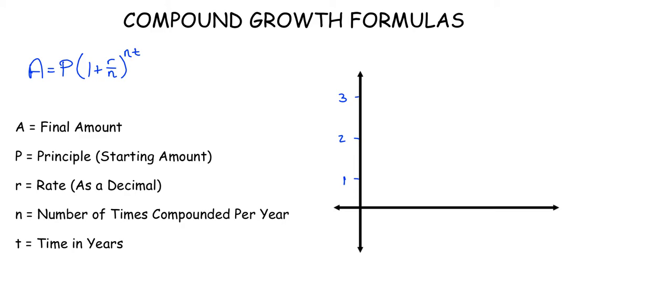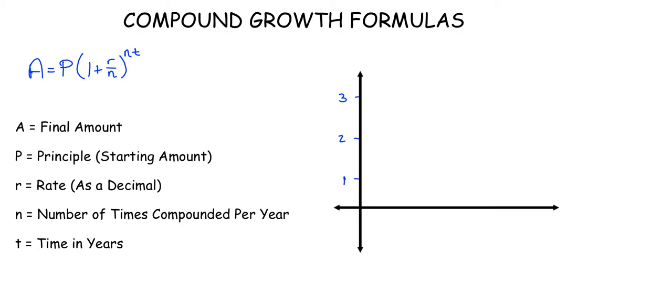We've definitely seen this formula where A is the final amount, P is the principal or the starting amount, R is the rate, which you have to write as a decimal, N is the number of times that your investment is compounded per year, and T is the time that has passed, usually in years. And compound growth means that the interest rate or the decay rate or whatever it is that you're measuring is being applied more than once in that particular year.